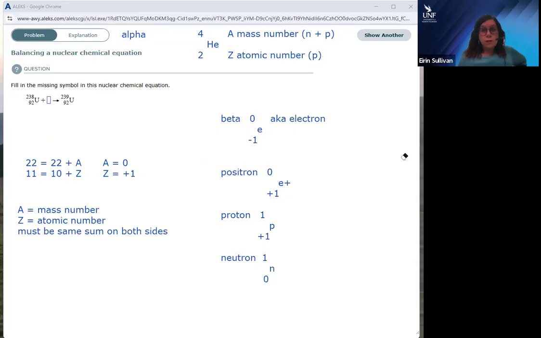We look like we are doing neutron capture here, because if we fill in the missing symbol, 238 plus A equals 239. So A equals 1, and then 92 plus Z equals 92, so Z equals 0. That's telling us it's neutrally charged, right? So mass of 1 and charge of 0, that is a neutron. So a neutron is going to be 1, 0, N.